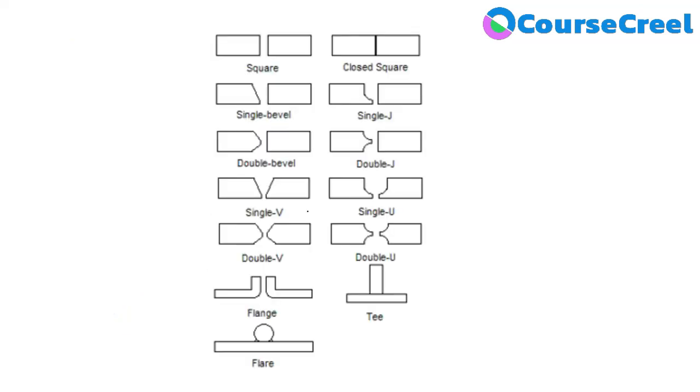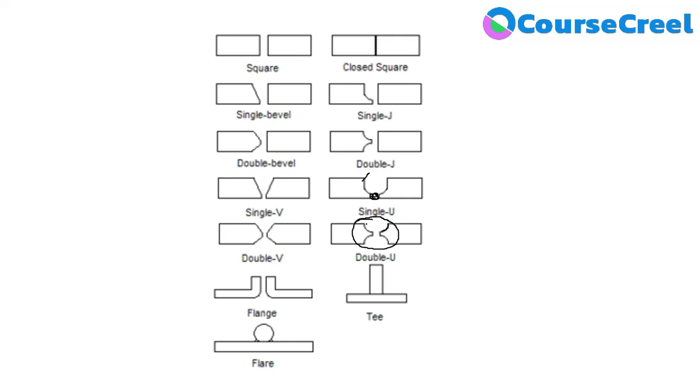A similar concept we can apply on U groove or single U joint also. Here you can see the U shape. Suppose the heat is not going to penetrate to the complete depth, and we are not able to weld this particular joint properly, so we will modify this single U groove into double U groove for better strength or to reduce the welding defects.